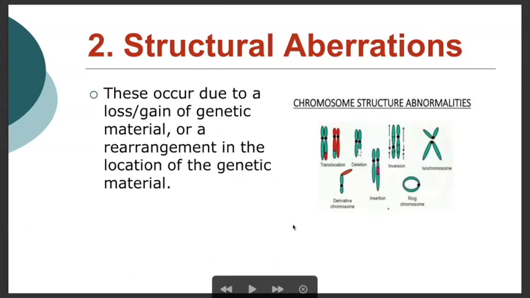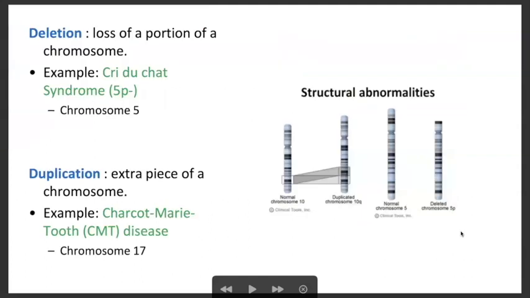Next is structural aberrations. Structural aberrations can occur due to a loss or gain of genetic material or a rearrangement in the location of the genetic material. And this illustration shows you chromosomal structure abnormalities such as translocation, deletion, inversion, isochromosome, derivative chromosomes, insertion, and ring chromosomes.